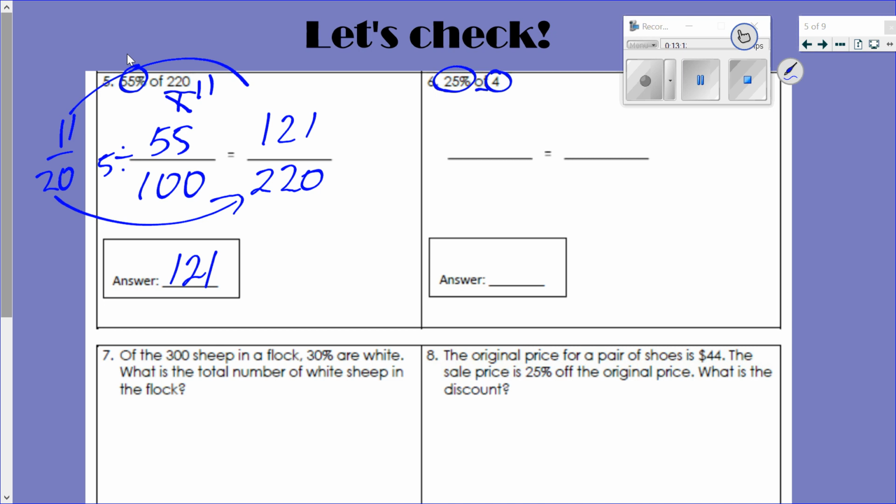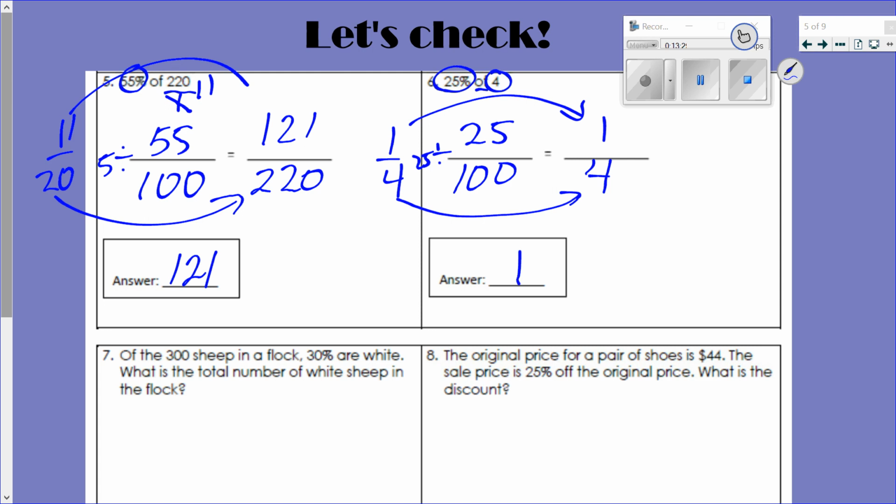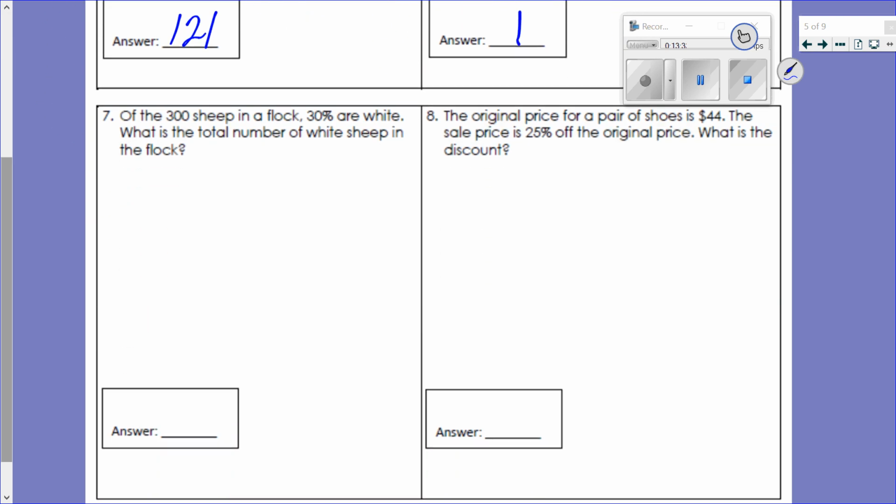Boys, my next one, we've got 25%, so 25 is over 100, of 4. Again, a good step down. I can divide both those by 25. Dealing with money, you guys should be able to do that. So 4 to 4, it's a 1 to 1. That means that's a 1. Okay, next one, get a little more complex. But if you follow what we're saying, you're going to be okay.